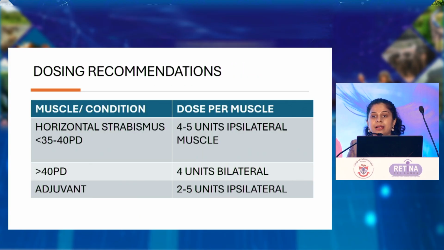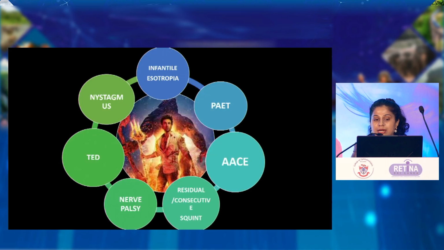Dosing has been a big question mark among all the strabismologists who have been using it. But if you use it solo, for nearly 40 PD, 4 to 5 units in ipsilateral, and more than that, a bilateral injection may be required. But if it's used as an adjuvant to a surgery which is already being performed, 2 to 4 units would be more than sufficient, depending on how much residual we would be anticipating post our surgery.